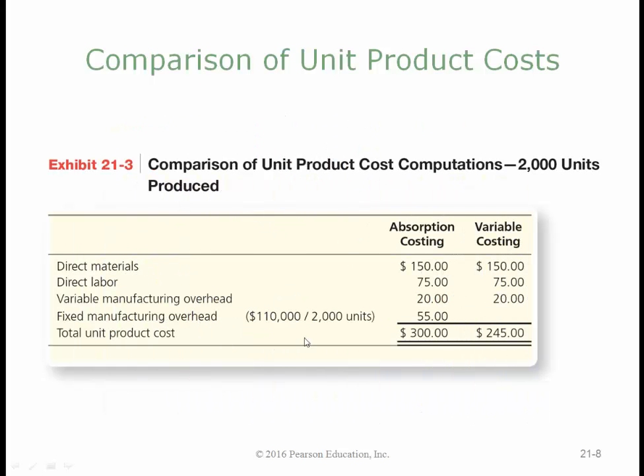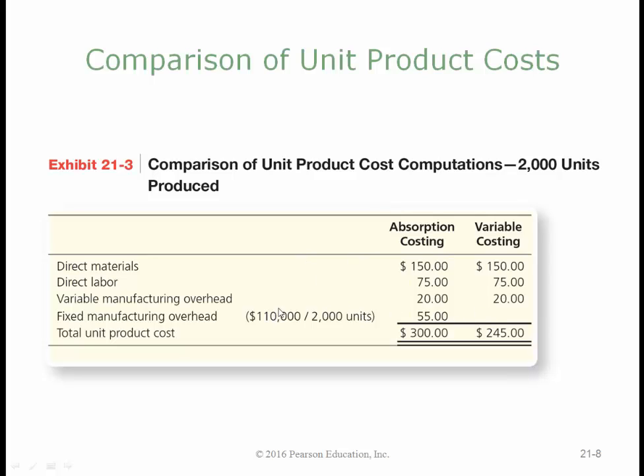So let's look at a comparison. If we look at the costing of the two, absorption costing includes all the variable manufacturing components plus fixed manufacturing overhead, which we saw already. And we're taking $110,000 divided by 2,000 units, which gives you $55. So that's the fully absorbed cost, and you can allocate these overhead costs either using ABC costing or just a traditional costing method. It's $55. So it's $300 for absorption costing, and variable costing is only $245.